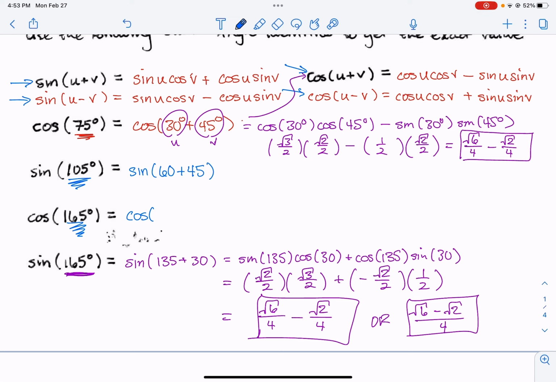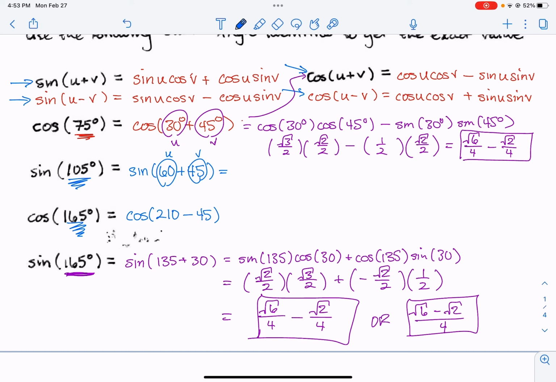Let me do 210 minus, let's say 45, just to shake things up a bit. Let's use a difference equation here. But the point is, if you can do that, and your 2 angles are unit circle angles, we can get the exact value. So this is my u, that's my v. Let me go ahead and just plug and chug.